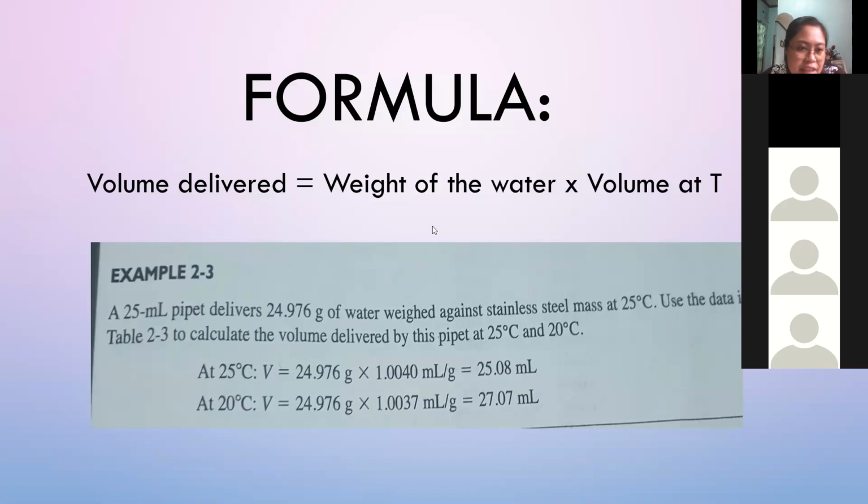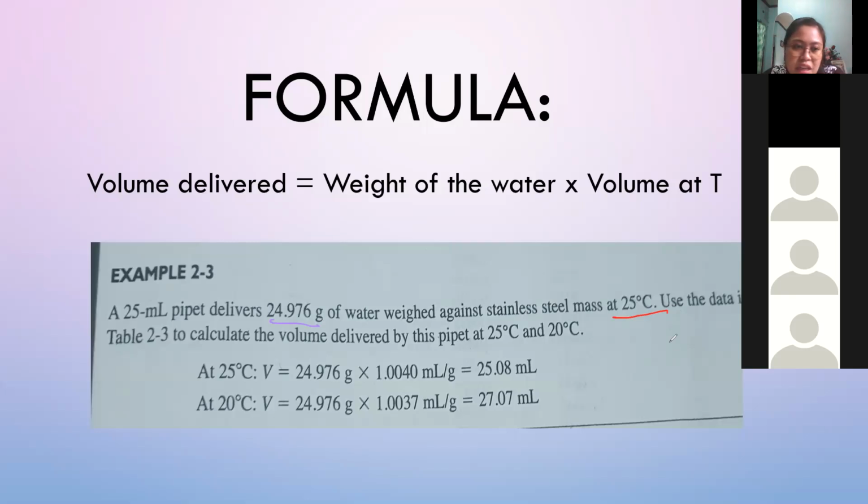So we have here a 25 ml pipette, and then during calibration, naka-deliver siya. So human nag-minus no ang container, nakuha na nato ang mass sa ato ang water. It's 24.976 grams of water weighed against a stainless steel. So mao ni siya ang component of the analytical balance na gigamit, and the temperature during weighing is at 25 degrees Celsius.